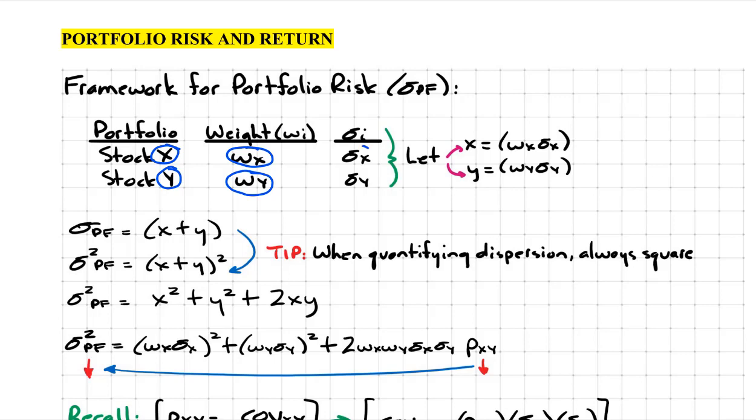And then we need to see how volatile each stock is, and that's captured by the standard deviation of each individual stock. So for each stock, we need to know just the weight and the risk. Because we have a two-stock portfolio here, I'm just going to combine these two together. Let X represent the exposure to X and the volatility of X, and Y will represent the exposure to Y and the volatility for Y.